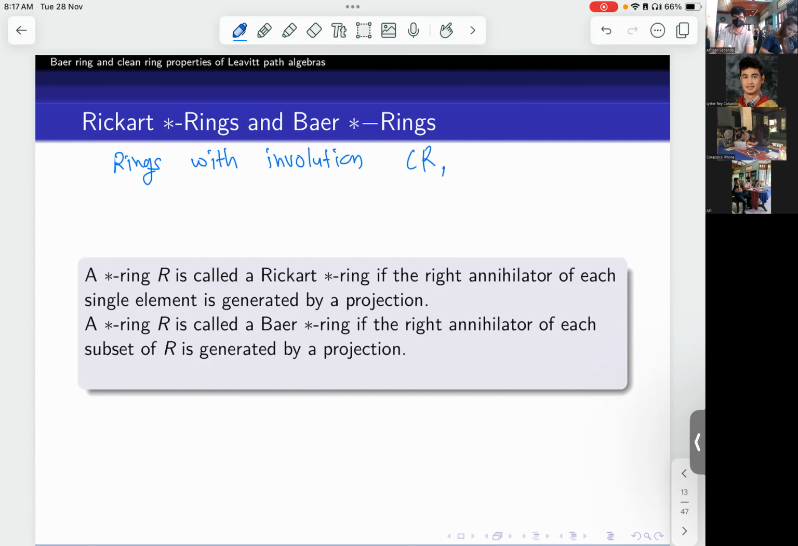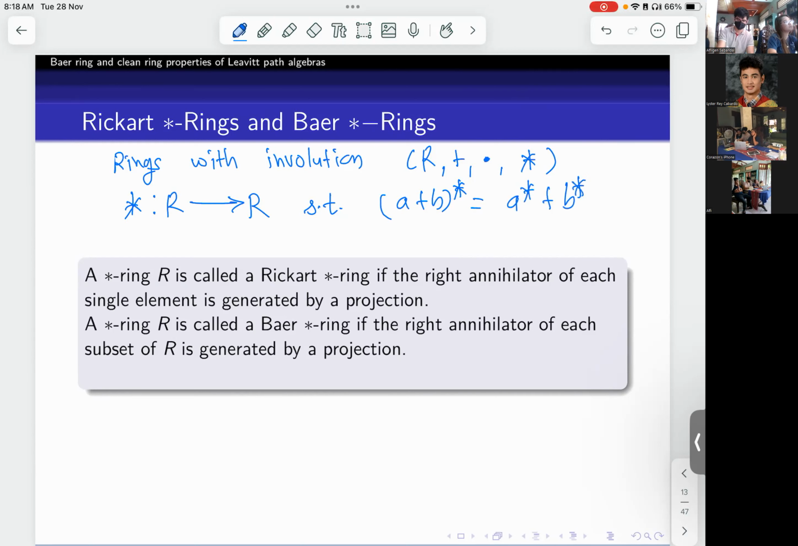A ring usually has two structures: addition and multiplication, and here we have an additional structure, star. So star is a function from R to R, such that if I consider two elements, (A plus B) star is A star plus B star. And if I consider (AB) star, it would be B star A star, not A star B star.